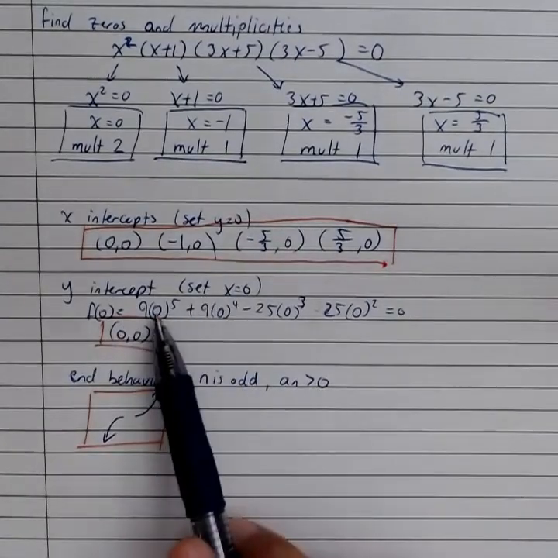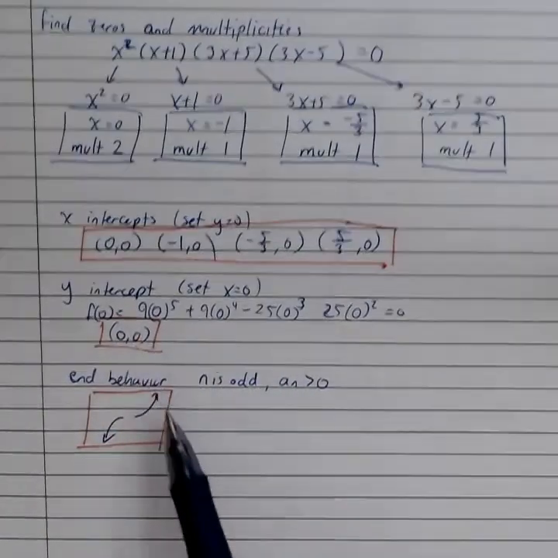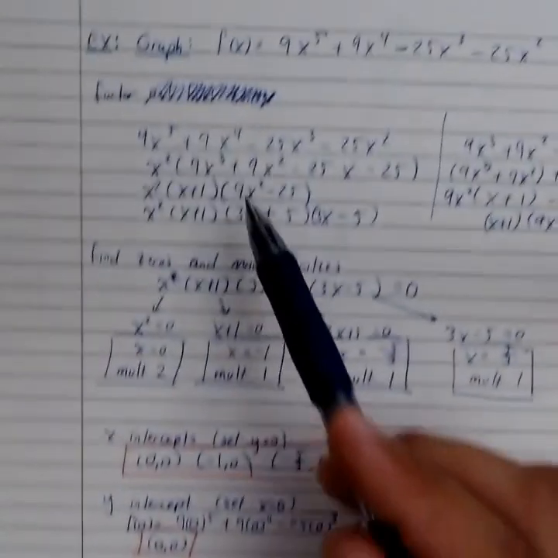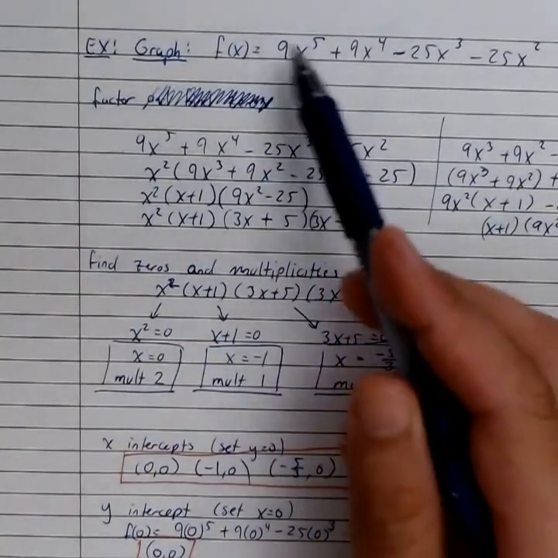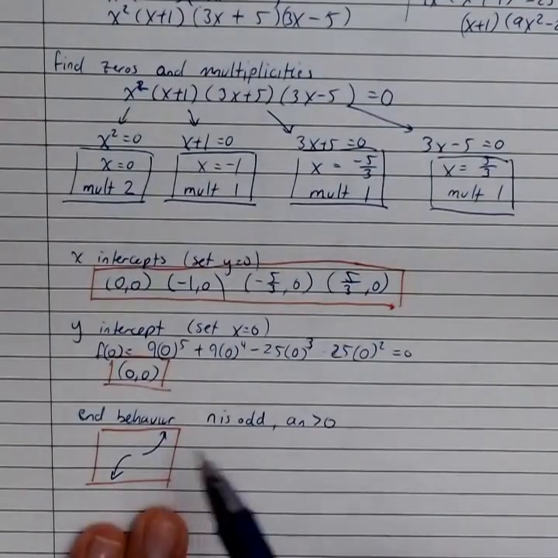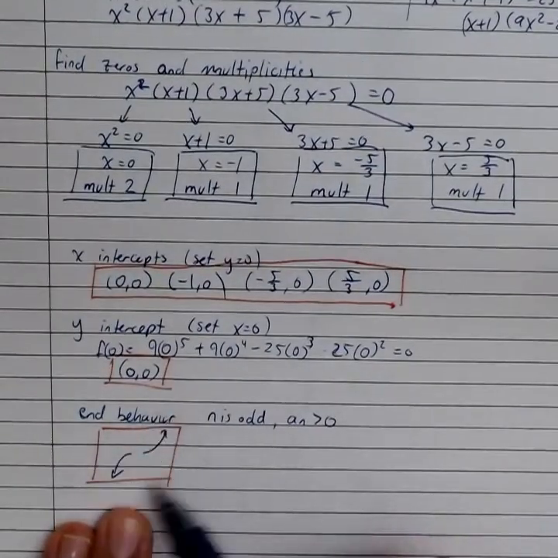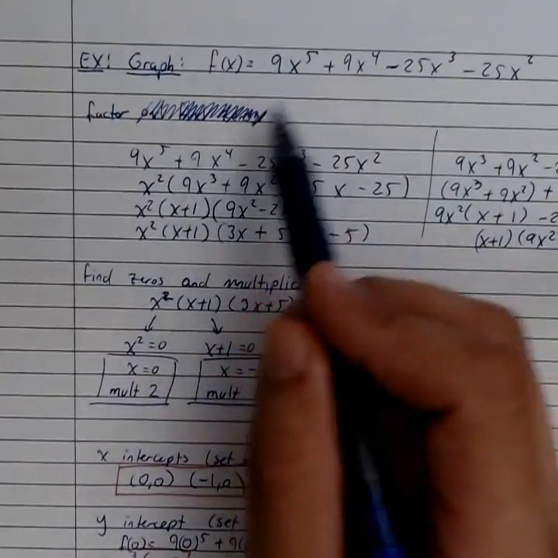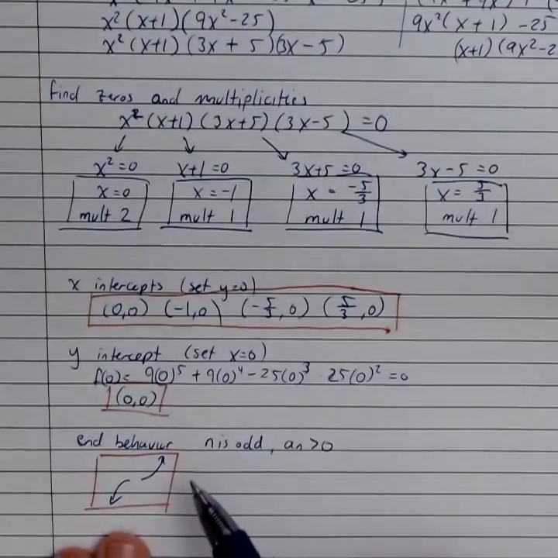You can just plug in x equal to 0 to find your y-intercept. And the end behavior, that comes from just the leading term. That doesn't involve any of the factoring that you've done. Note that for the most part, this is just something you can observe. You don't have to work for it. You just look, make sure you know where you're looking.